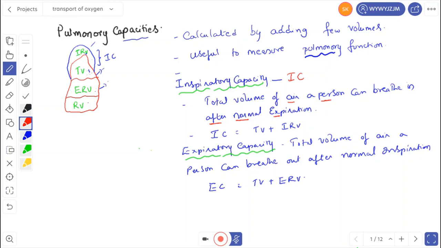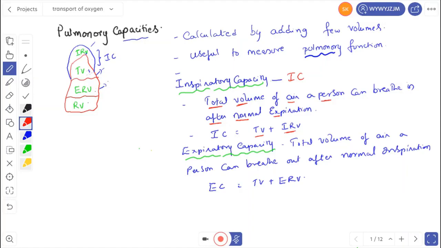So what is the definition we are telling? Total volume of air a person can breathe in after normal expiration. Normal expiration means you are sending out TV. That means you have to inhale TV and you can also inhale IRV. So inspiratory capacity equals tidal volume plus inspiratory reserve volume. This is your inspiratory capacity.